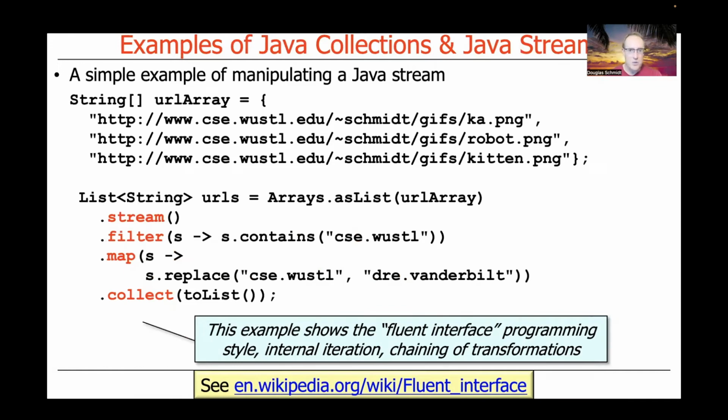In this case, we're doing the same thing. We're going to take the contents of that array and then do the replacing, but we're going to do it more declaratively using Java streams. And this particular example shows the use of fluent interface where we chain the various methods together. It also shows internal iteration because we're not externally iterating through the contents with a loop, for example. And then finally, it also shows the chaining of transformations. And we'll see how that plays out here in just a second.